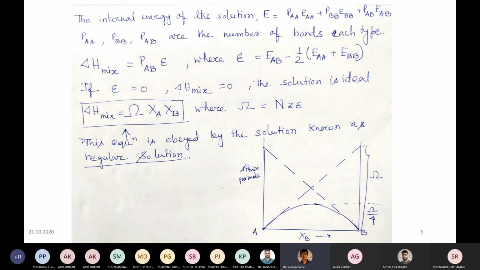Now we want to find out the internal energy of the solution. The solution is a solid solution having both A and B type of atoms, distributed in a certain fashion. To get the internal energy, first what you have to consider is zero energy to be the state where the atoms are separated to infinity. Then EAA, EBB and EAB are negative quantities.